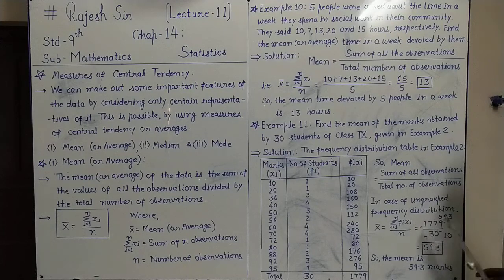And now you will place the values. Sigma fi xi is this 1779, upon n, the total number of students, 30. Now you can cancel by 3. This 30 cancelled by 3 is 10, and this 1779 cancelled by 3: 3 5s are 15, 2 left, 27, 3 9s are 27, and 3 3s are 9. This way we do the cancellation and simplification: 593 upon 10. 593 upon 10 will give 59.3. The point will be after one digit. So 59.3 is the mean of all the marks obtained by these 30 students. So the mean is 59.3 marks.